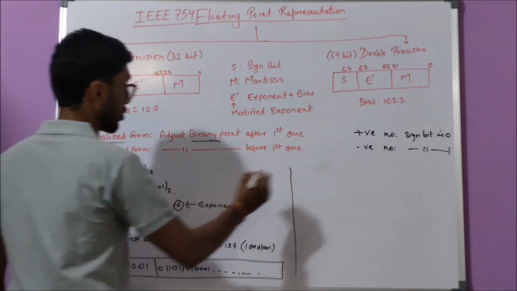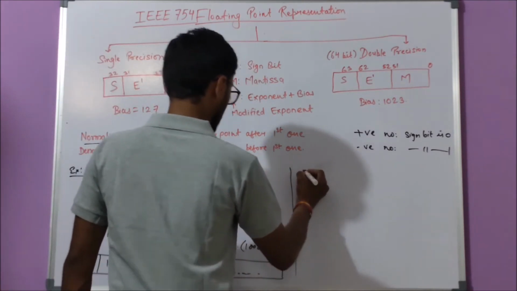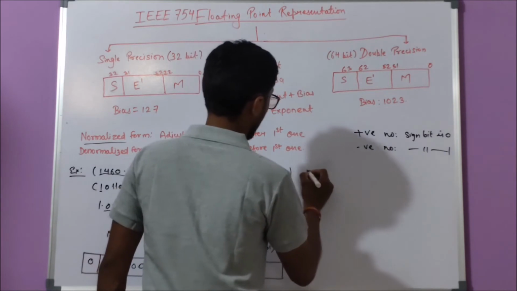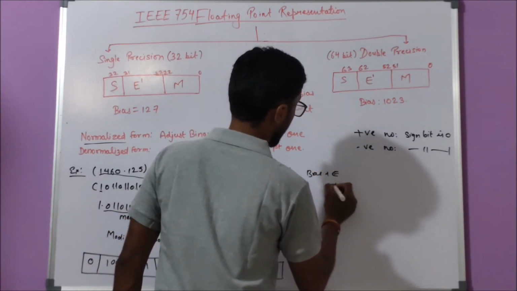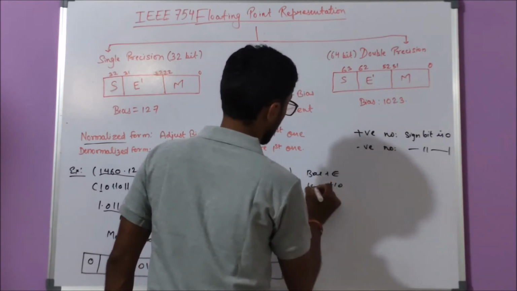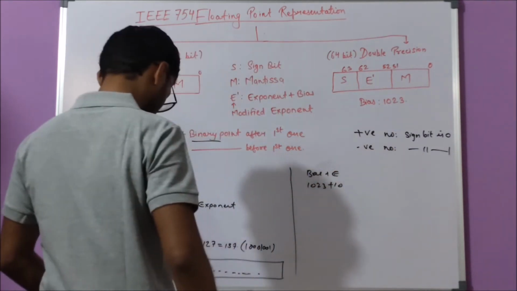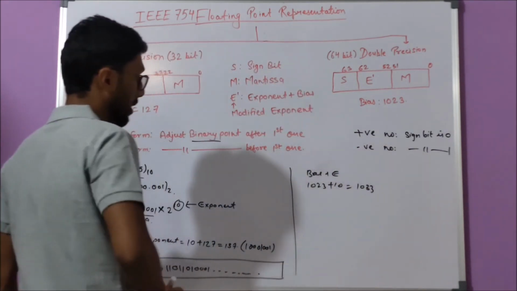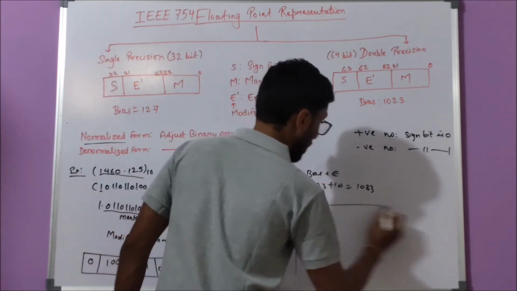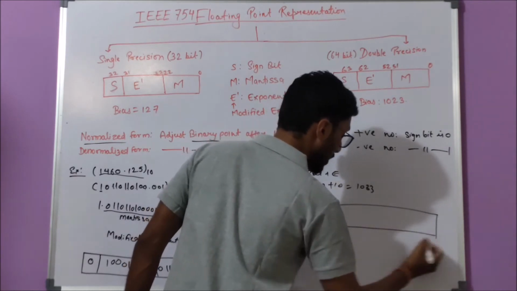Okay, mantissa is same, so I am writing mantissa here. Let's first calculate modified exponent, which is bias plus exponent. Exponent is 10 and bias is 1023. So it will be equal to 1033 in binary. Now let's write down the complete final answer for this.